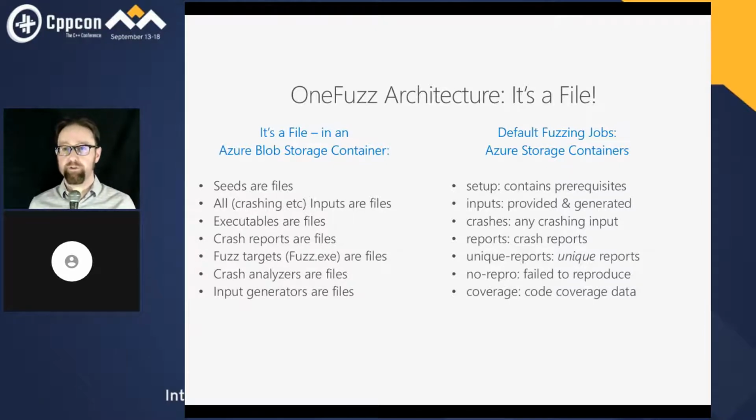All your crashing inputs live in a container. Your crash reports, which are kicked off automatically, live in a container. And then the container that you will care about the most is the unique reports container, where new entries in that unique report container by default can kick off messaging to your continuous integration system. We also have those bugs that failed to reproduce and code coverage data.